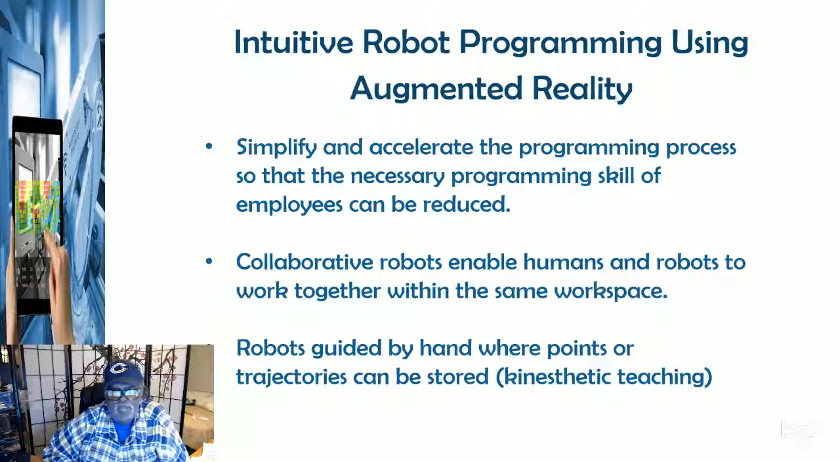Intuitive robot programming using augmented reality simplifies and accelerates the programming process so that the necessary programming skills of employees can be reduced. So now your employees don't necessarily have to have engineering degrees. Collaborative robots enable humans and robots to work together within the same space. Robots guided by hand, where points of trajectories can be stored, is called kinetic teaching. If you take a robot, hit start, move it to a certain position and hit point 1, then move it to another position and hit point 2, that's a form of teaching that exists in robotics.